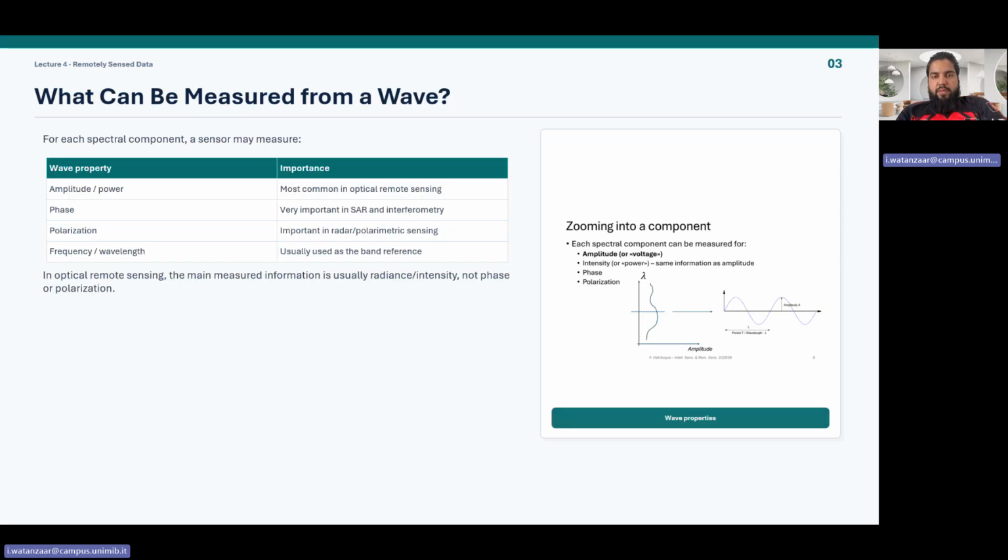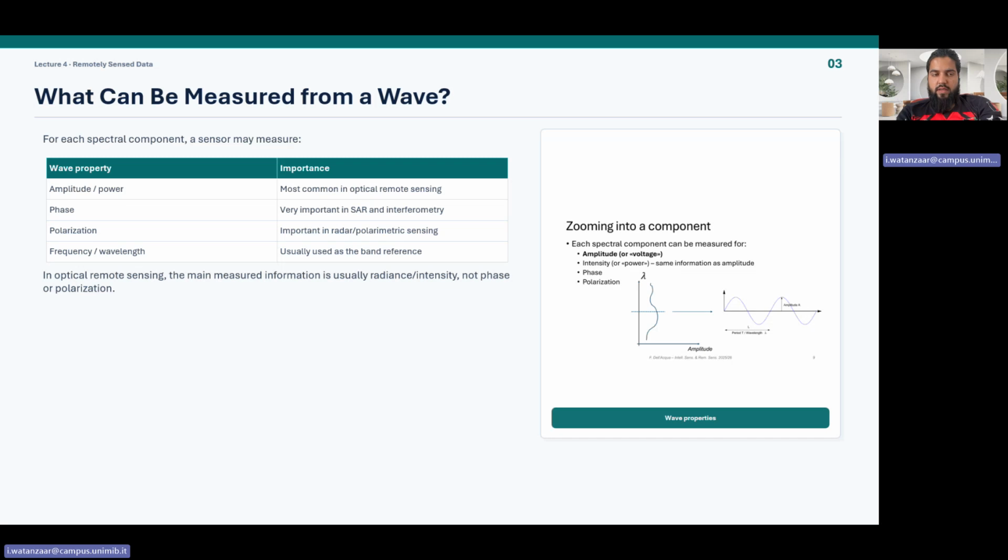What are we actually measuring from a wave? So far we have seen that we are capturing the radiance from it. For each spectral component, a sensor may measure multiple things, but in the Sentinel-2 case, or the classical satellite, we are mainly observing the radiance or intensity.